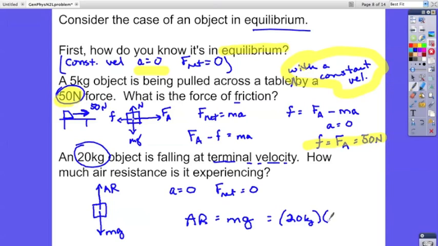I'm going to cheat again and use 10 meters per second squared for g because I can multiply without a calculator. 20 times 10 is 200 newtons. Okay? So in the special case of equilibrium, opposite forces must be equal so that you get no acceleration.